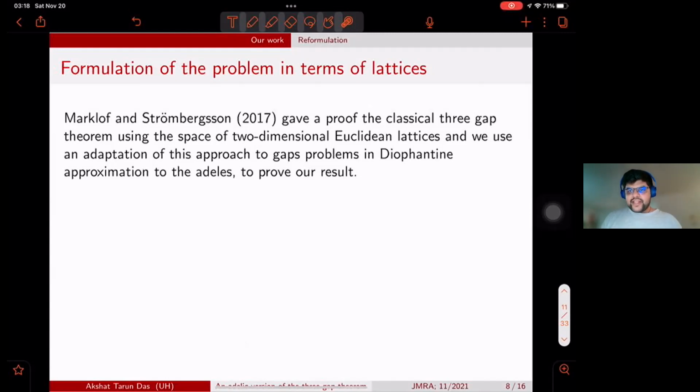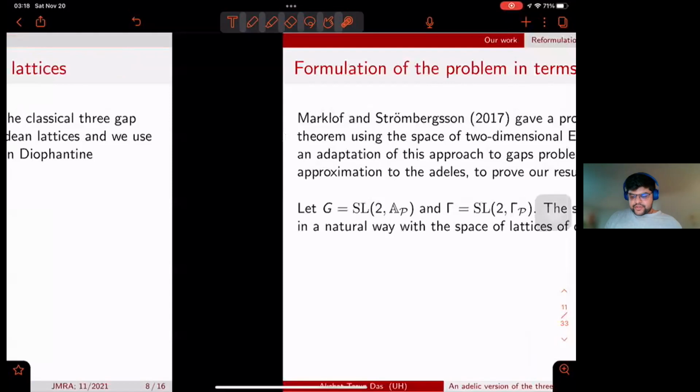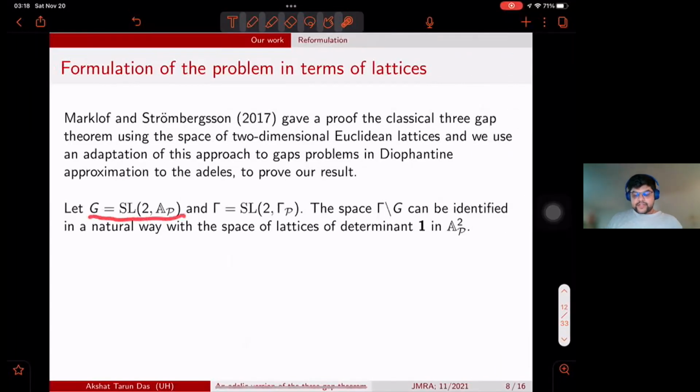Okay, so that means that we need a space of lattices. So what we do is we take G to be SL2(A_P) and Γ to be SL2(Γ_P). Then our space of lattices is G mod Γ, and this can be identified as the space of lattices of determinant 1 in A_P squared. Okay, so our goal is to express the little g_α function in terms of a function on this space of lattices. So on the way, we also want to rewrite the nearest neighbor distance formula in terms of the space of lattices. So first, let's try to do that.